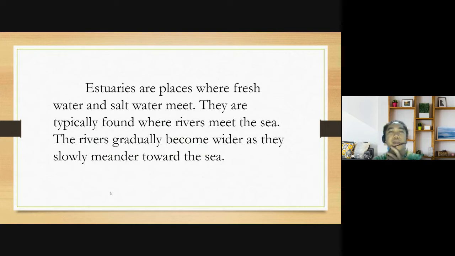Okay, so pag sinabi nating estuaries, these are place where fresh water and salt water meets. Kumbaga ito yung pinagduduktungan ng fresh water and salt water. And they are typically found where rivers meet the sea. Okay, yung pinagduduktungan ng rivers at saka ng sea. Yun po yung tinatawag nating estuaries. So the rivers gradually becomes wider as they slowly meander toward the sea.